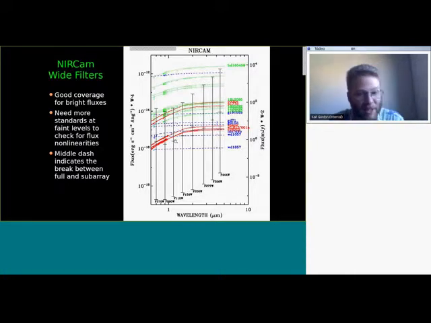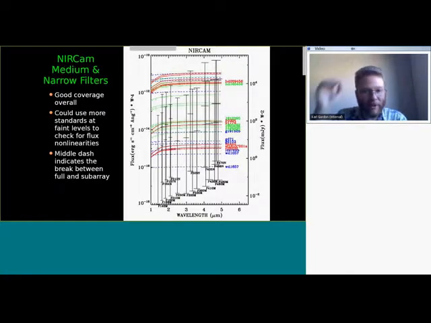And the answer is yes, we do need more standards at the faint levels to make sure, one, we can well calibrate the full array as well as the subarrays, with no systematics between those two, but also we can check for nonlinearities at the lower flux levels. I'll talk about a program in a little bit that's working on getting fainter calibrators so that we can fill in that range.